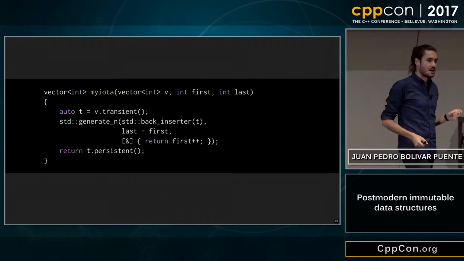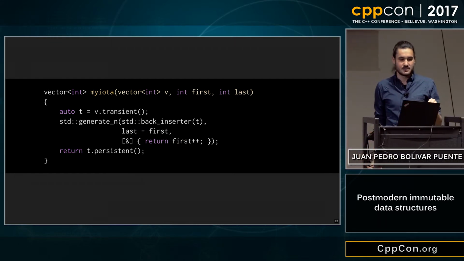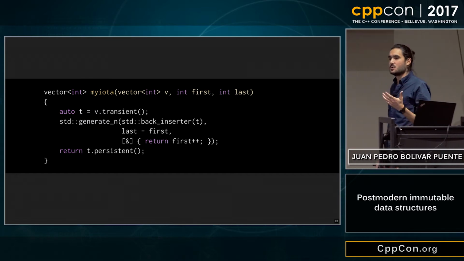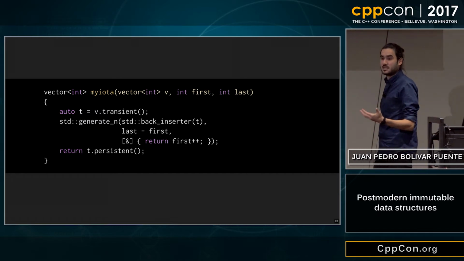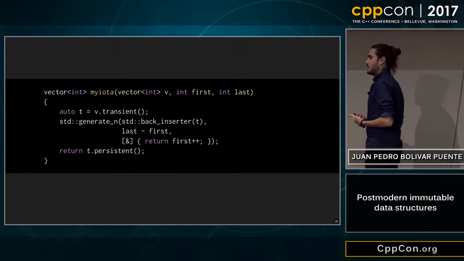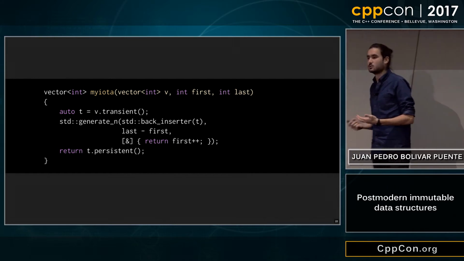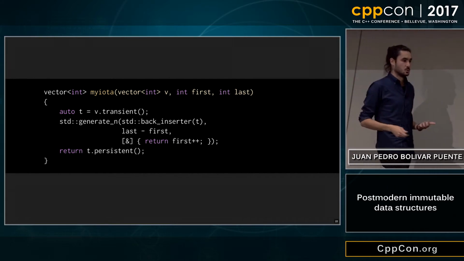Now, another advantage of this transient API is that you also get compatibility with the STL, because the STL assumes mutable APIs. If you want to reuse an STL algorithm, now you can.